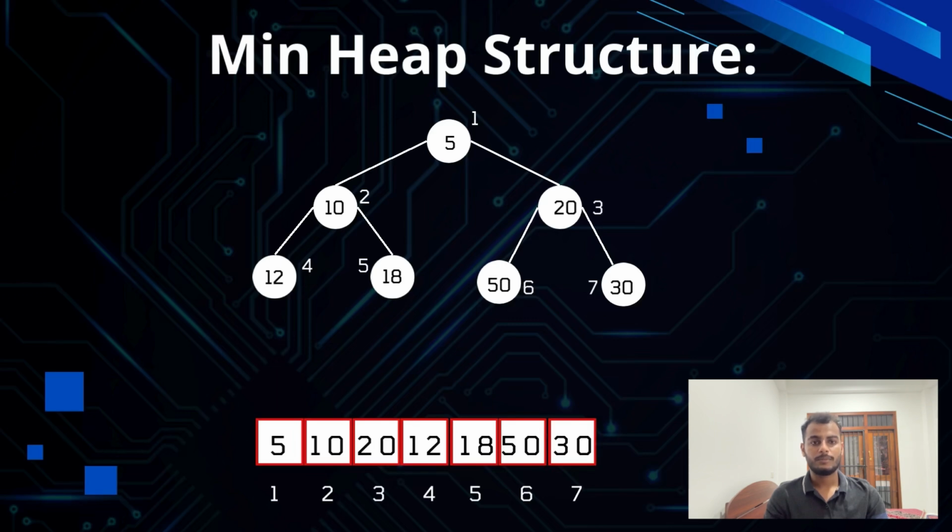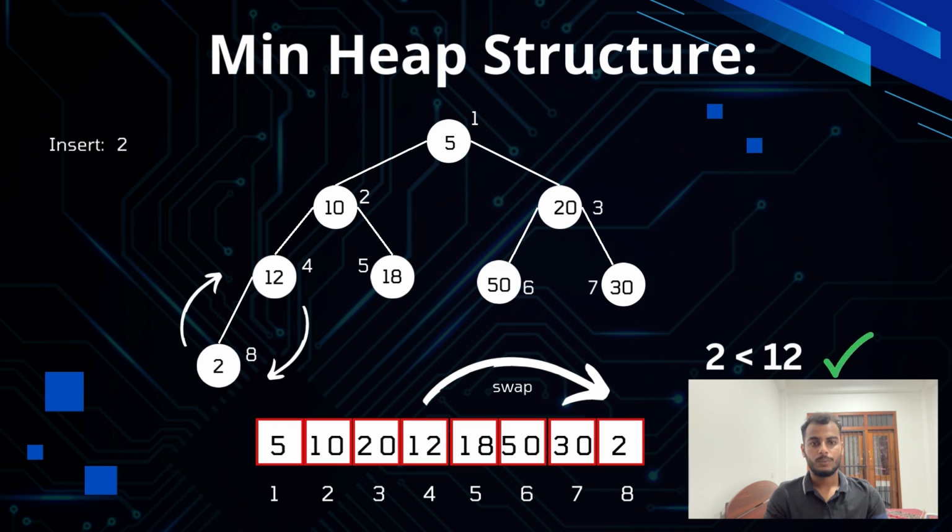Now let's perform some operations on this heap, starting with inserting a new element. Suppose we want to insert the value 2 into the tree. When we insert 2, it will initially be placed as the left child of 12. The tree will temporarily look like this. At this point, the min heap property is violated because 2 is smaller than its parent, 12. To fix this, we perform a heapify up operation.